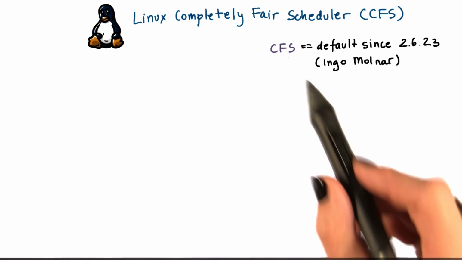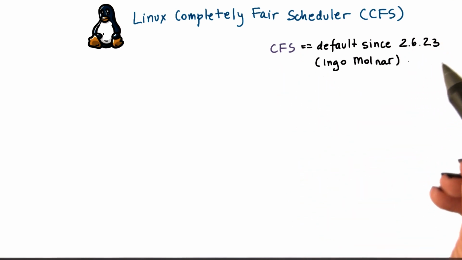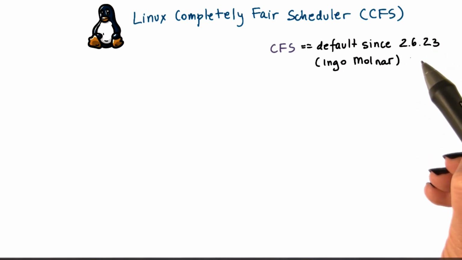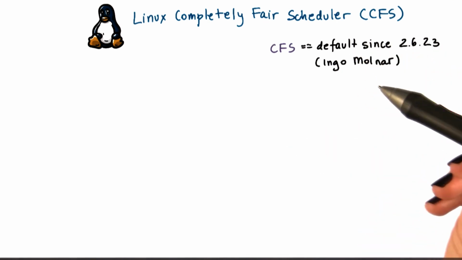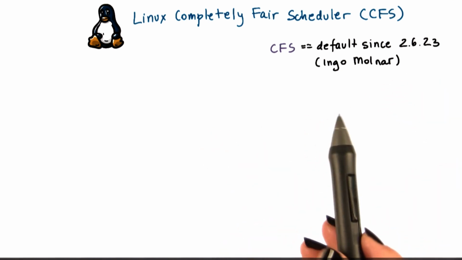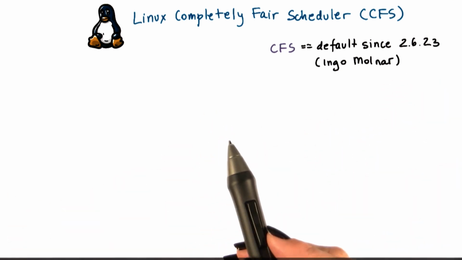As we said, Ingo Molnar proposed the Completely Fair Scheduler, CFS, to address the problems with the O(1) scheduler, and CFS is the default scheduler in Linux since the 2.6.23 kernel. It's the default scheduler for all of the non-real-time tasks. The real-time tasks are scheduled by a real-time scheduler.